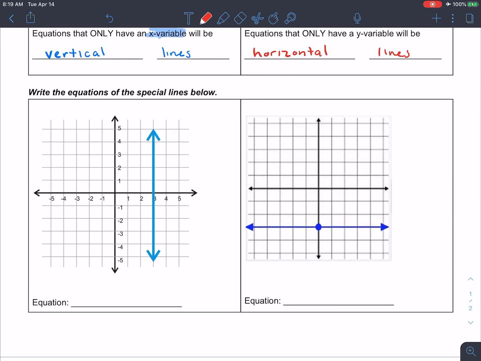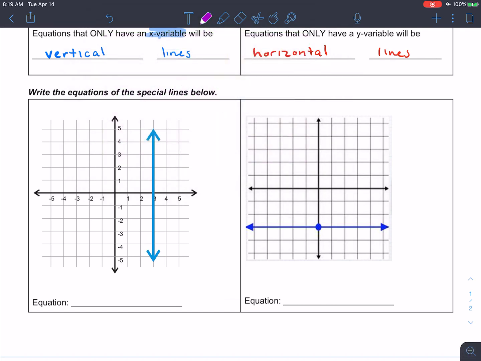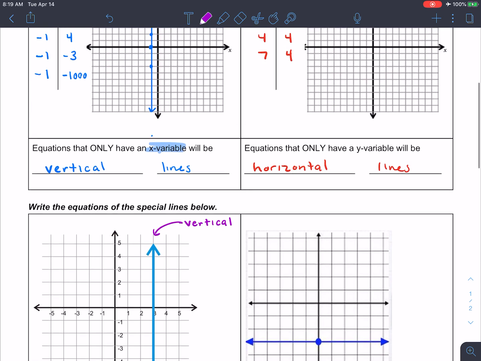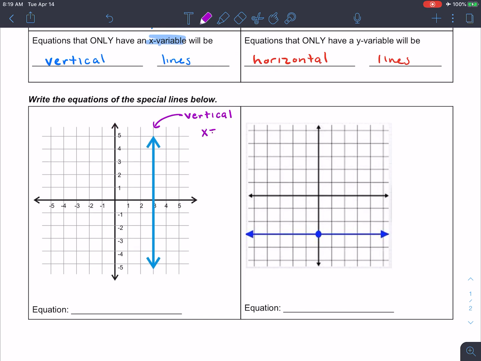When we want to write equations of special lines, I think about it like this. Because this is going up and down, I know this is going to be vertical. And when I come back up, I know that vertical lines have equations that look like x equals. So I know this is going to be an x equals equation. So I'm going to start with that. Now, to figure out what x equals, I would almost go to a table, find some points. What do we notice about all of these points?